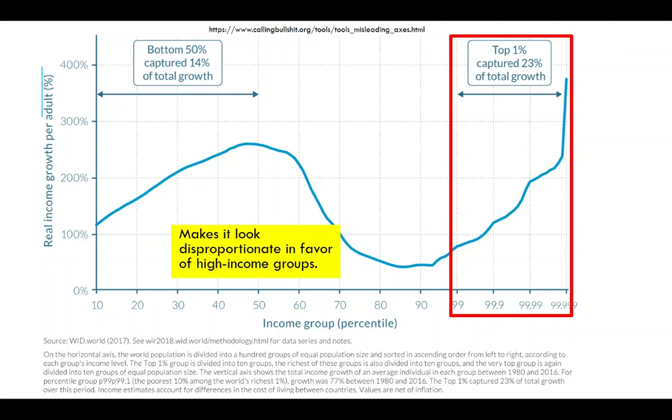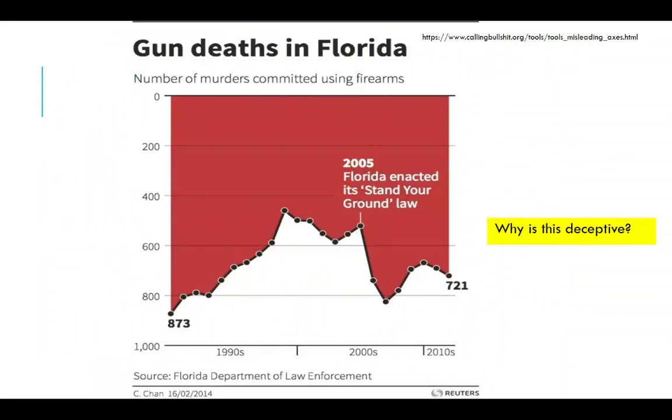So, my next example is my favorite. This actually took me a second to figure out. We have gun deaths in Florida, number of murders that were committed using firearms. You've got data across the x-axis, the 1990s, the 2000s, the 2010s. All right. And I was looking at this and notice right there, they've got a label at 2005 where Florida enacted its Stand Your Ground law. So there's some law. And what do we see happen to the data after that? Murders go down.